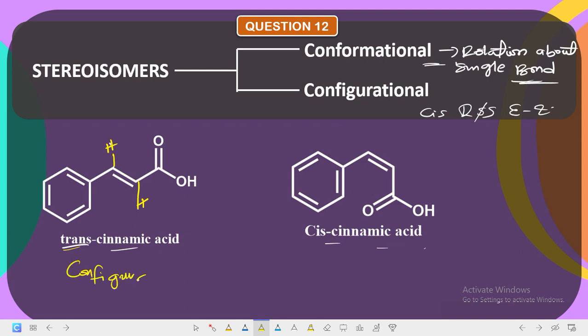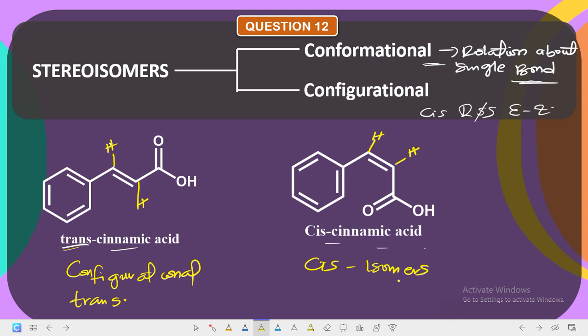Configurational, which in this case is the cis and trans, geometric, but in this specific case, it is a trans form. Now look at this one. The hydrogens, one is here and the other one is here. You see the way the hydrogens are arranged, they are on one side. Hence, you call this one cis. So this is the cis isomer.